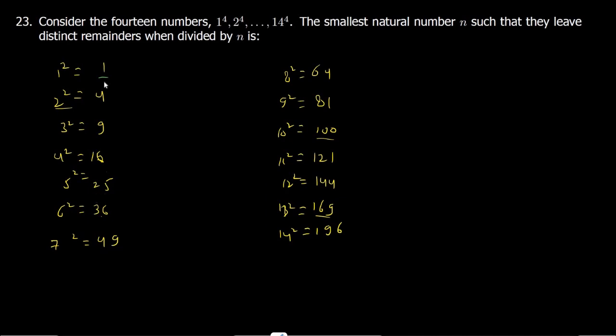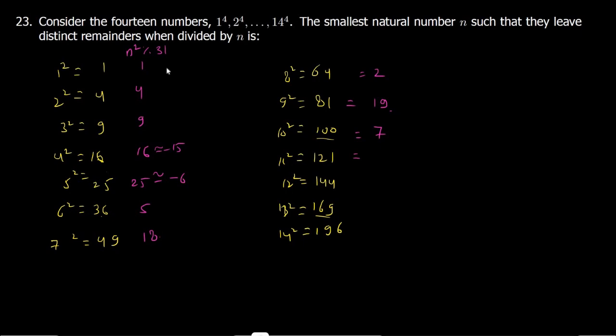But let me prove that all of them will leave different remainders when divided by 31. So first of all, n square mod 31 will be 1, 4, 9, 16, which is equivalent to minus 15 mod 31. This will be 25, which is equivalent to minus 6 mod 31. 36 is 5. 49 minus 31 is 18. 64 minus 62 is 2. 81 minus 62 is 19. 100, 31 into 3 is 93, so this will be 7 actually.